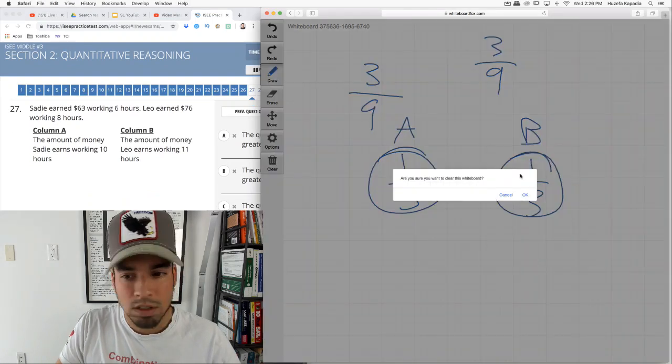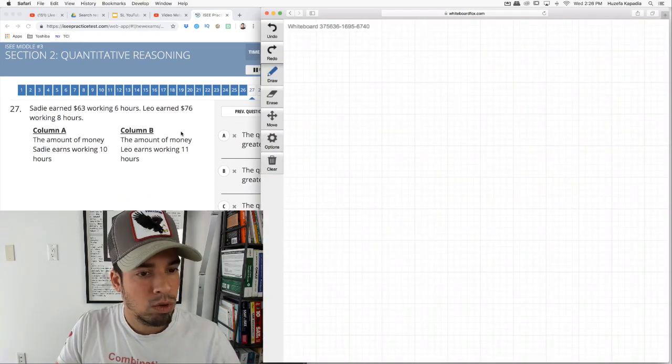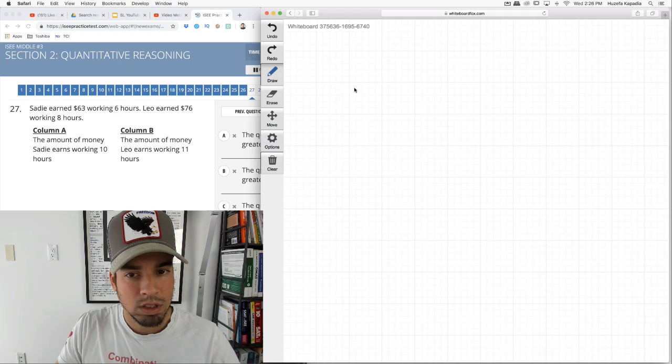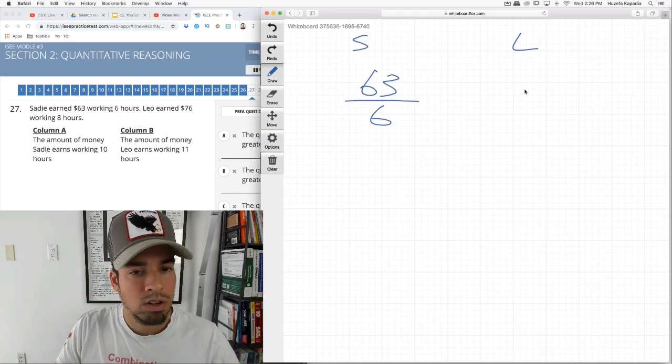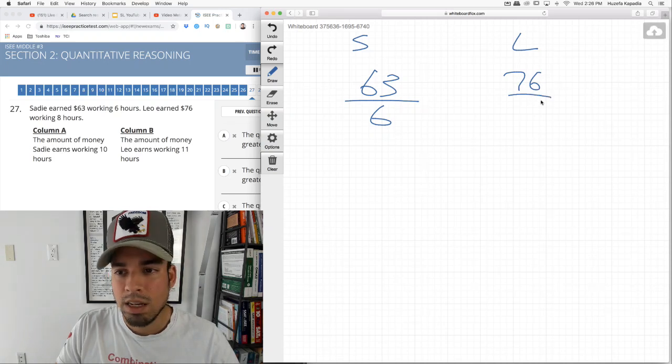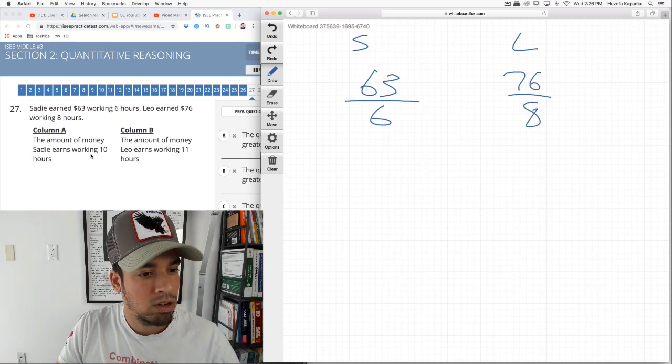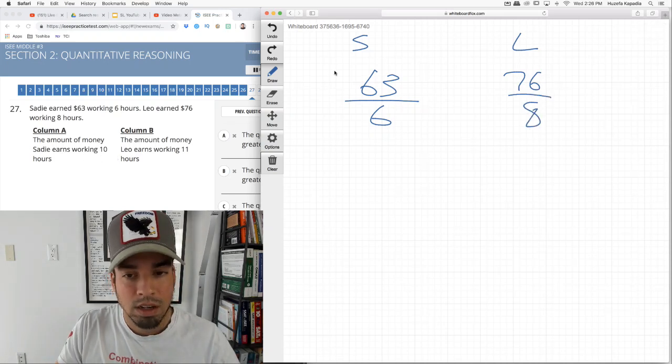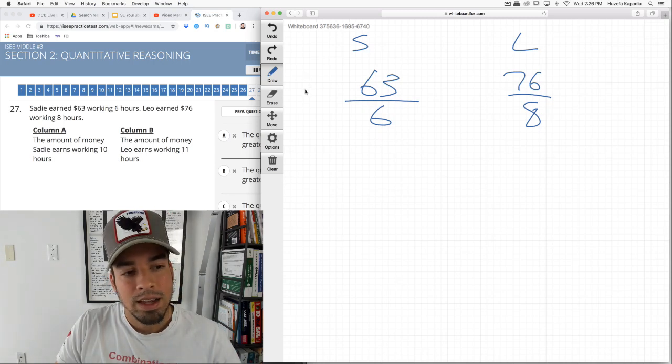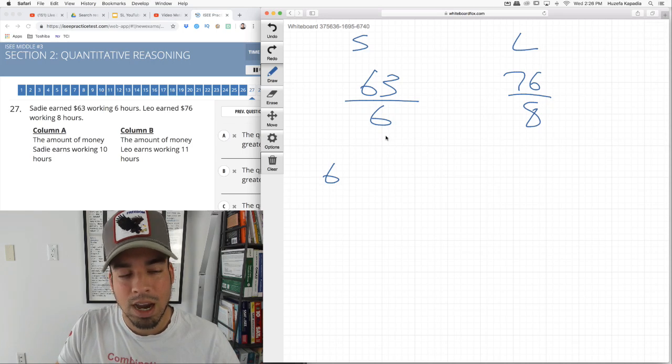Sadie earns $63 working 6 hours. Leo earned 76 working 8 hours. Amount of money Sadie earns working 10 hours. Okay. I could do it one of two ways. We could do it with a proportion, or I could find the hourly rate and multiply it by 10, which I think I'll do.